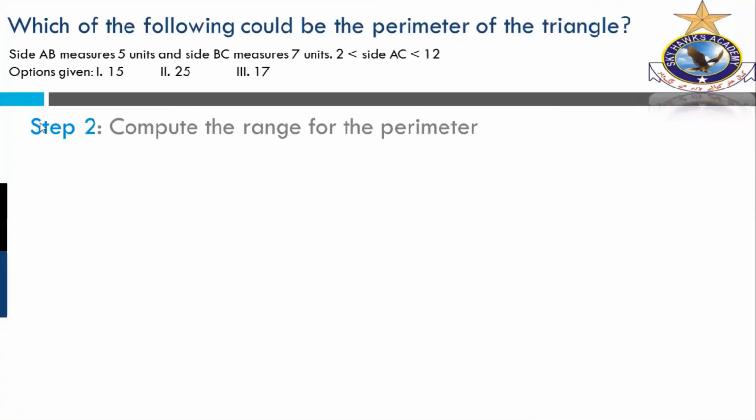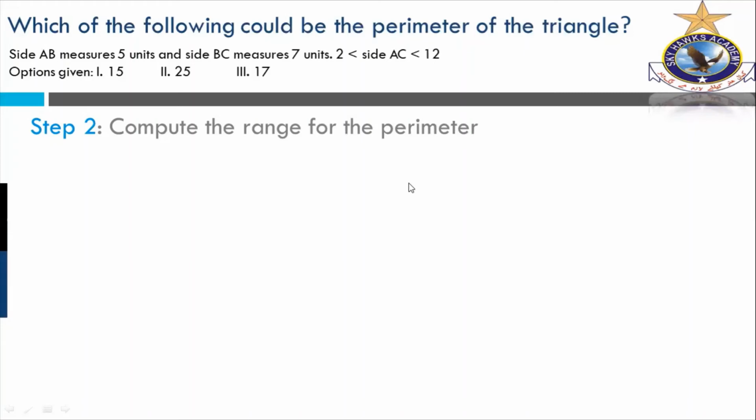So step 2: the range for the perimeter. What I mean to say is that our problem is the perimeter. So how can we calculate the perimeter? Perimeter is the sum of the three sides. Two sides are given. About the third side, we have fixed that it must be greater than 2. If we are looking for the minimum perimeter of a triangle, with a minimum length of the third side greater than 2, we can get the least value of perimeter. That is in this way.